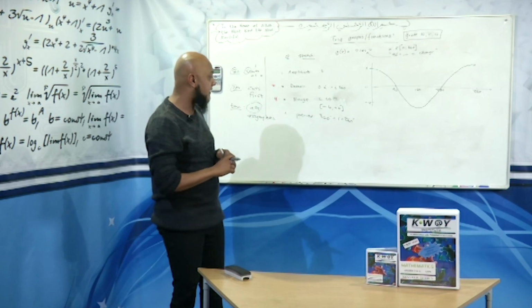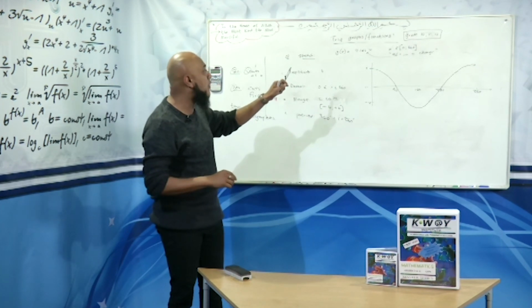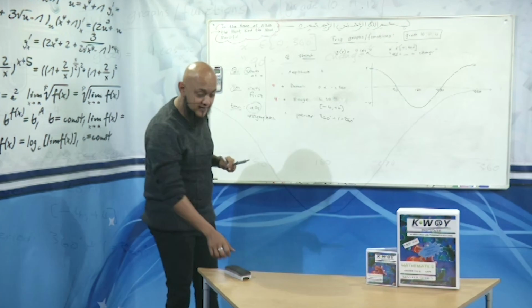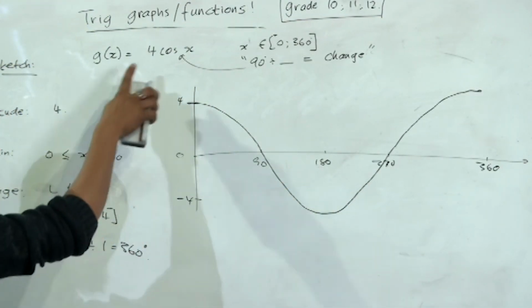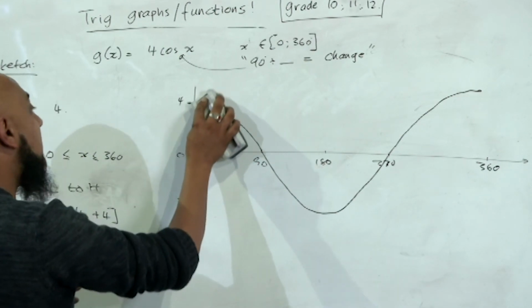So here's the cos graph. You might ask, what if that number was negative, negative 4 cos x? Now you've got this graph. Let's just do a negative one just to show you.